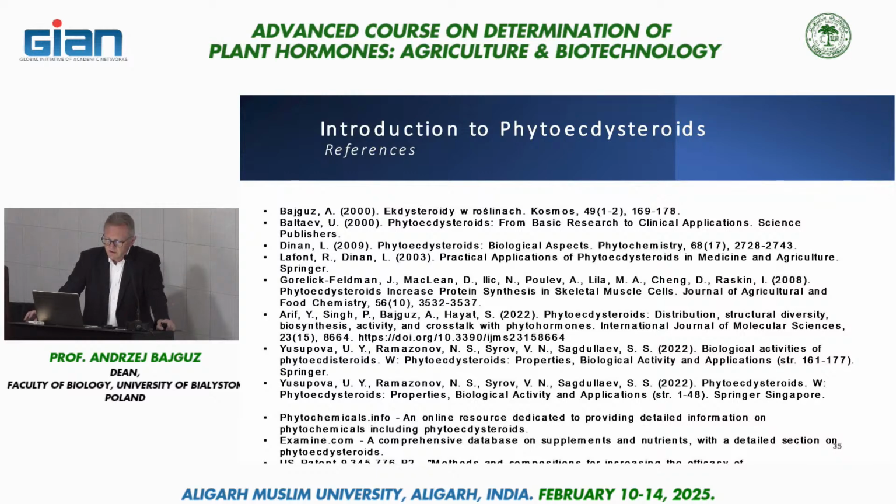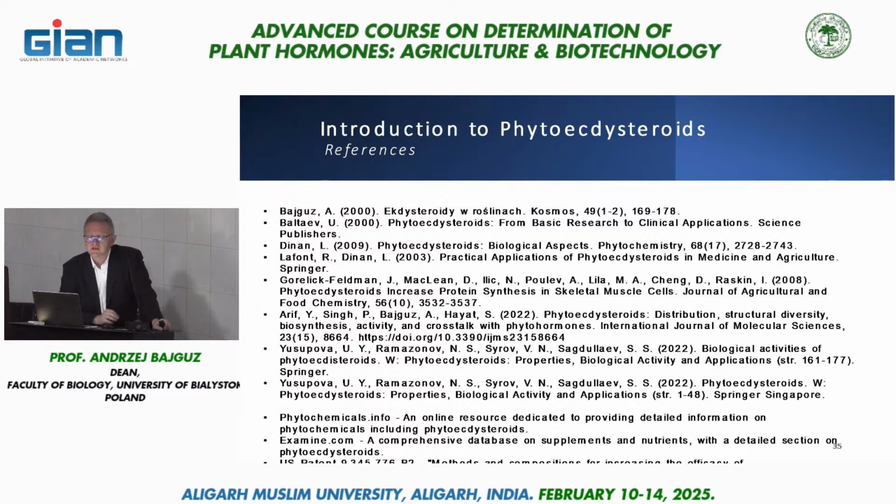What are the key differences between phytoecdysteroids and phytohormones? The first is the role in plant physiology. Phytohormones such as auxin, gibberellin, cytokinin, abscisic acid, jasmonates, and brassinosteroids are essential for plant development, influencing cell division, elongation, and differentiation. In contrast, phytoecdysteroids do not regulate plant growth and development systematically.